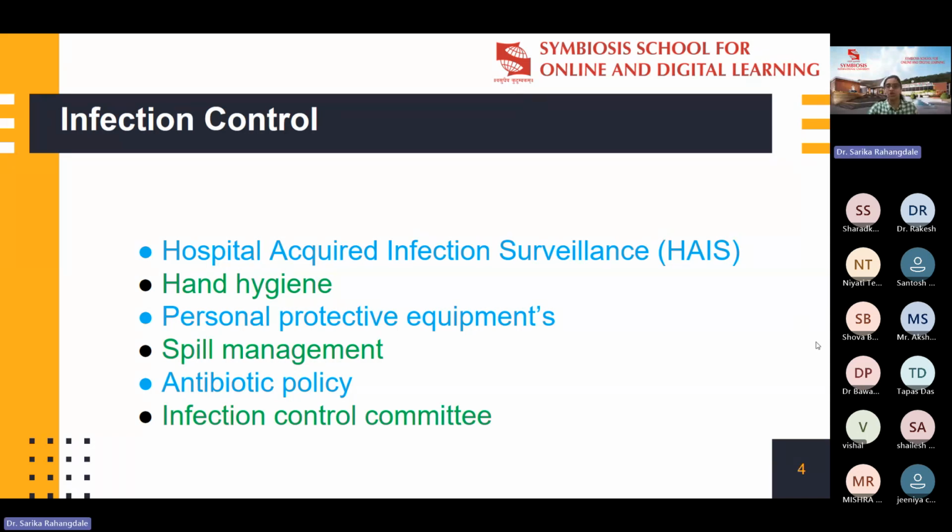So what is the definition of hospital acquired infection? Hospital acquired infection is also labeled as a nosocomial infection, which can be defined as an infection acquired in a hospital by a patient who was admitted for a reason other than that infection. So it is an infection acquired by a patient during his stay in the hospital, other than the infection for which he was admitted. The infection was not present or incubating at the time of admission, but is present while the patient stays in the hospital, right?